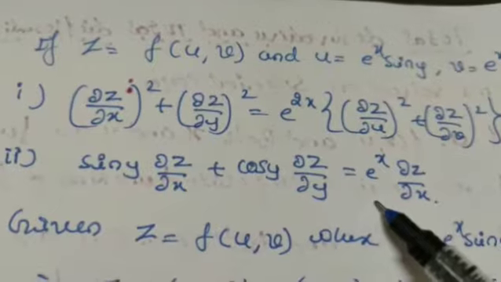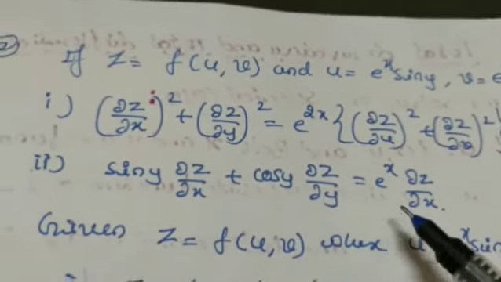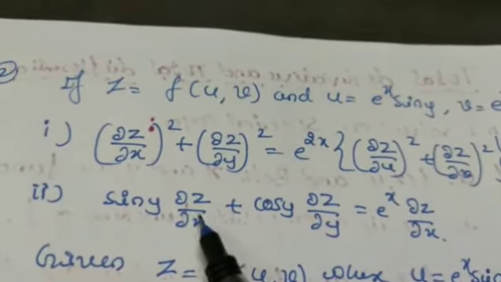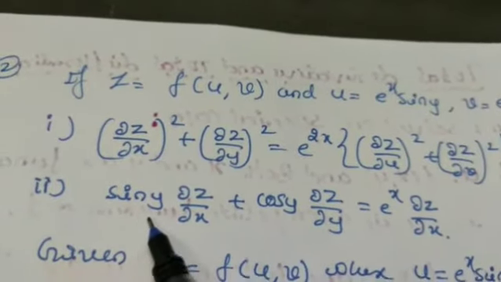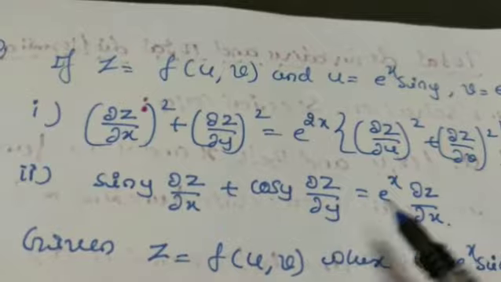Let us prove the second one. For the second one, what we want here is to multiply dou z by dou x with sin y, that is, multiplying equation 1 with sin y and equation 2 with cos y, you will get this result. Let us consider this one.